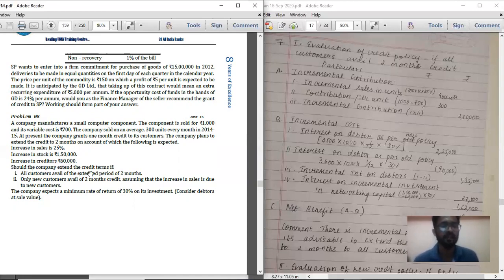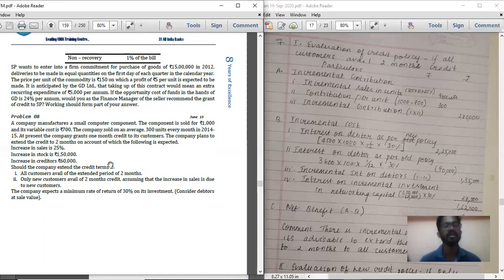Should the company extend the credit terms if all customers avail the extended period of 2 months, that is, existing customers as well as the 25% new customers? Or the second situation: only new customers can avail 2 months credit, assuming the increase in sales is due to new customers. That is 3,600 into 25%, 900 units sold on 2 months credit, and the remaining 3,600 units sold on 1 month credit itself. So these are the two situations.